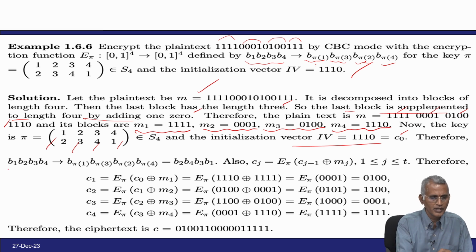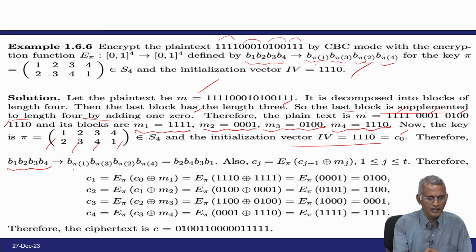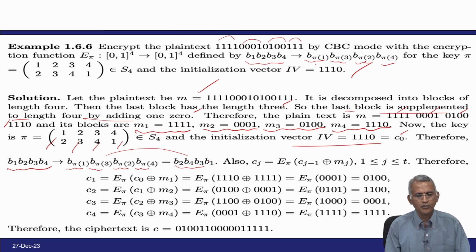Therefore, B1, B2, B3, B4 is a function defined, and then B suffix pi of 1, B suffix pi of 3, B suffix pi of 2, B suffix pi of 4 is a code. Corresponding to it, 1 maps to 2, that is B2, 2 maps to 3, 3 maps to 4, 4 maps to 1. Therefore, we have a block of B2, B4, B3 and B1. This way we have to identify the block.